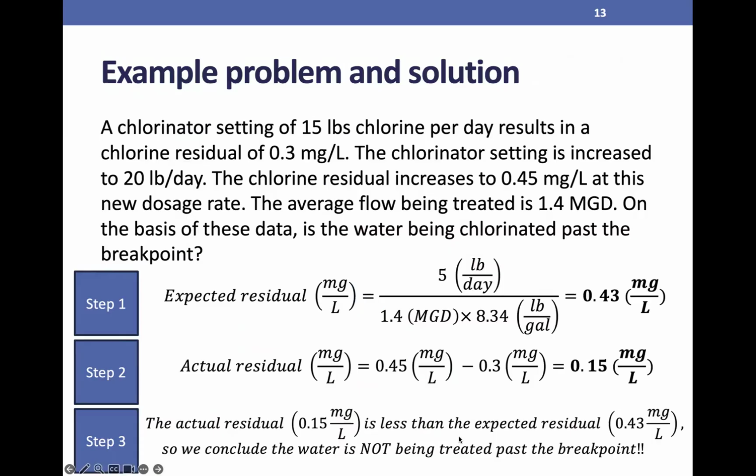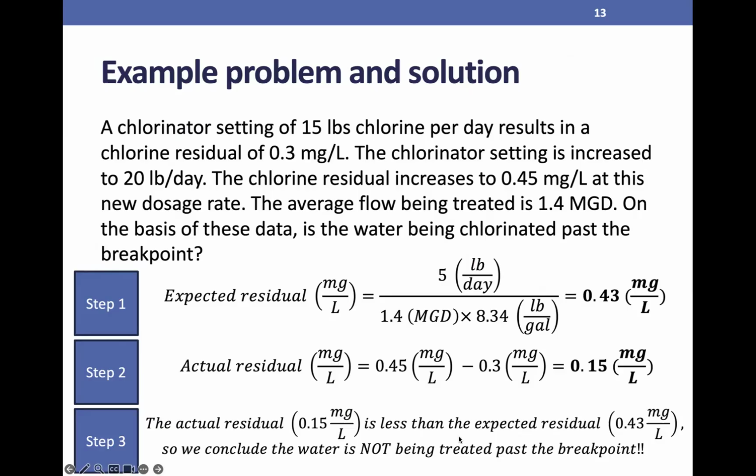Now let's work an example problem. A chlorinator setting of 15 pounds of chlorine per day results in a chlorine residual of 0.3 milligrams per liter. The chlorinator setting is increased to 20 pounds per day. The chlorine residual increases to 0.45 milligrams per liter at this new dosage rate. The average flow being treated is 1.4 million gallons per day. On the basis of these data, is the water being chlorinated past the breakpoint?